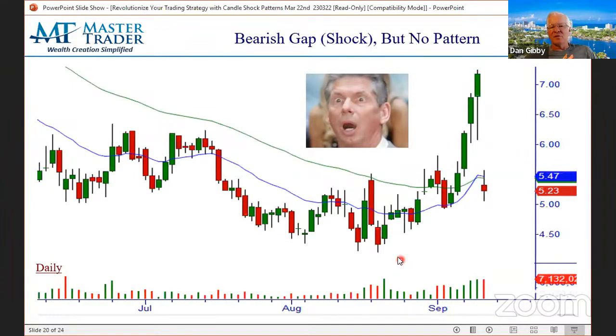And the only reason I'm showing you this one, look, a bearish gap, that's a nasty gap. You know, this thing went up a lot, but there's no pattern. What do you want me to do with this thing?